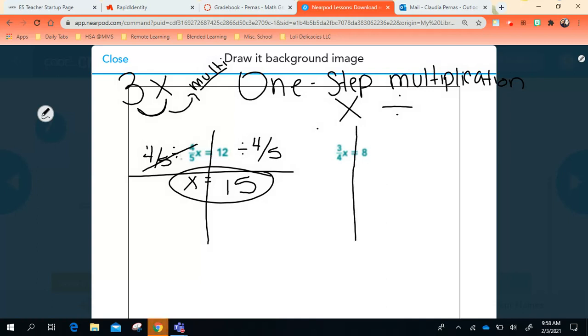If I do my second problem, same thing. What is the inverse? And I divide on both sides. This gives me 1, so I bring down my x. What is 8 divided by 3/4? 10 and 2/3.